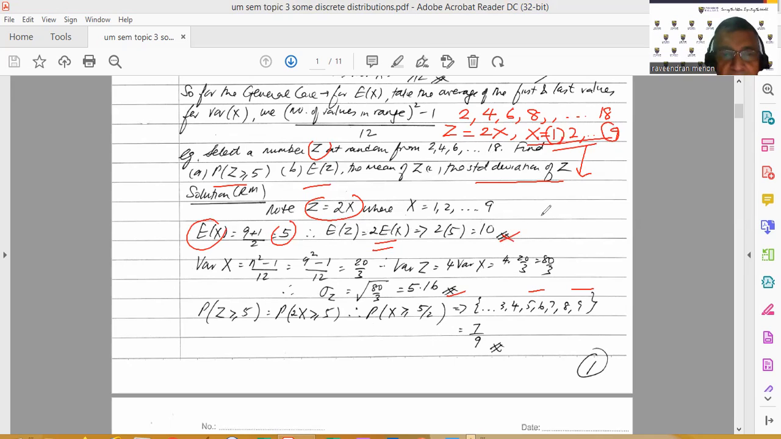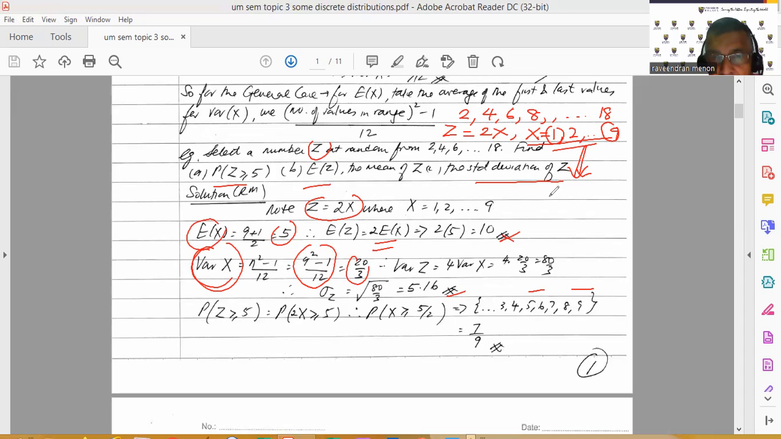Easy. Now, the variance of X, this one you can easily get. The variance of X: 1 to 9, we have 9 values in the range. So it'll be 9 squared minus 1 over 12. This variance of X is 9 squared minus 1 over 12. You can get the number.